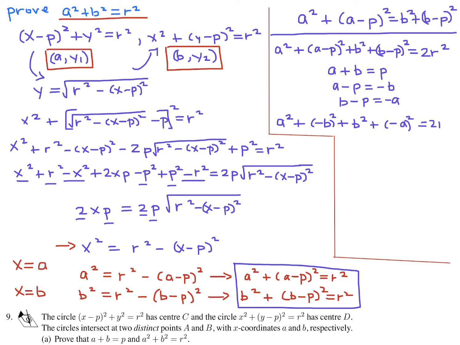And without, I think, too much difficulty, we're able to pretty much prove this. So we're almost done. We got a squared plus b squared plus b squared plus a squared is equal to 2r squared. And this looks like 2a squared plus 2b squared is equal to 2r squared. And then you divide everything by 2, and that leaves a squared plus b squared is equal to r squared.